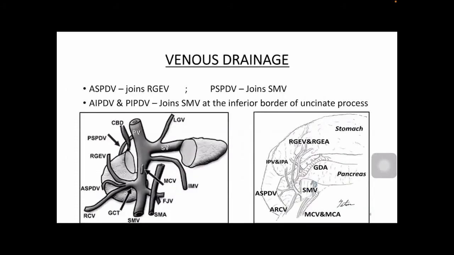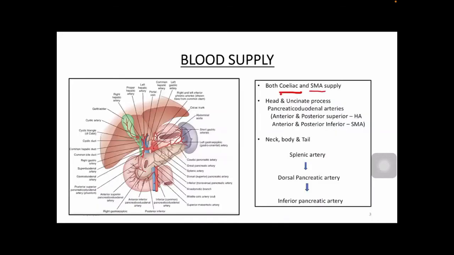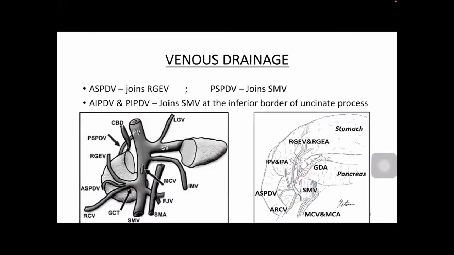As far as venous drainage is concerned, like in any other organ, it follows the arterial blood supply. There are superior pancreaticoduodenal veins, one anterior and one posterior. The anterior superior pancreaticoduodenal vein joins the right gastroepiploic vein. Why is it important? Because in the initial step of the Whipple's procedure, we have to tackle the venous trunk which drains the pancreas, the gastrocolic trunk.